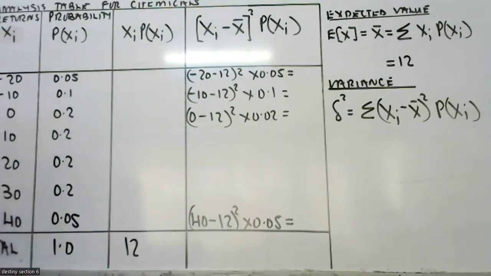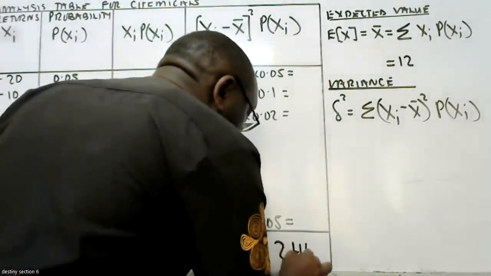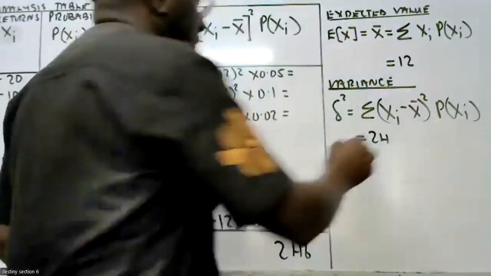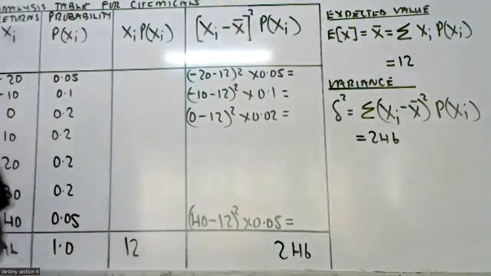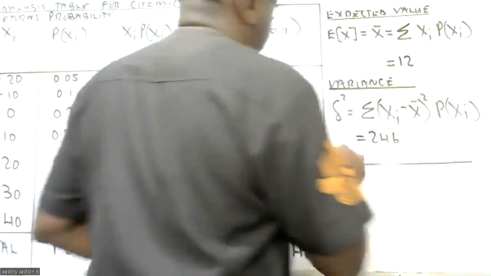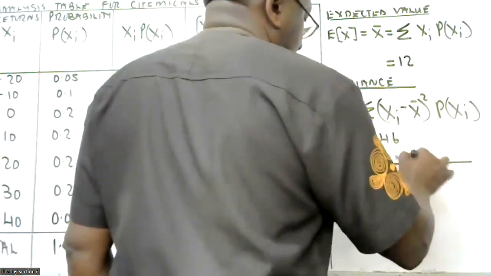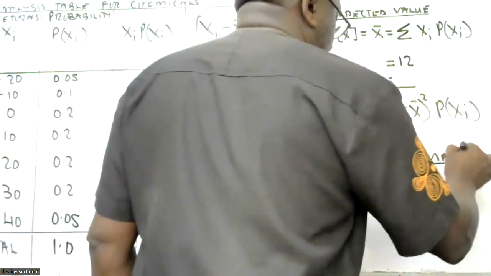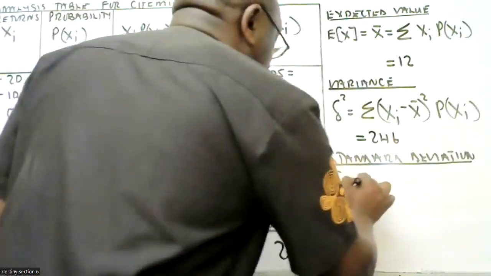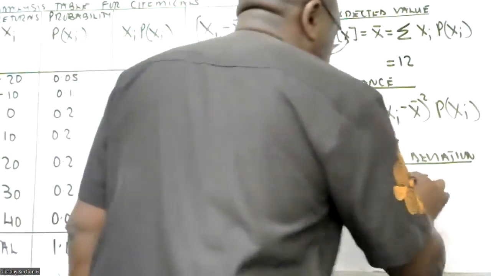You are through. What did you get? 246. So that 246 is the variance. So if that is the answer there, the next one is called standard deviation. Now, standard deviation we know so well is the square root of the variance. So the square root of 246.